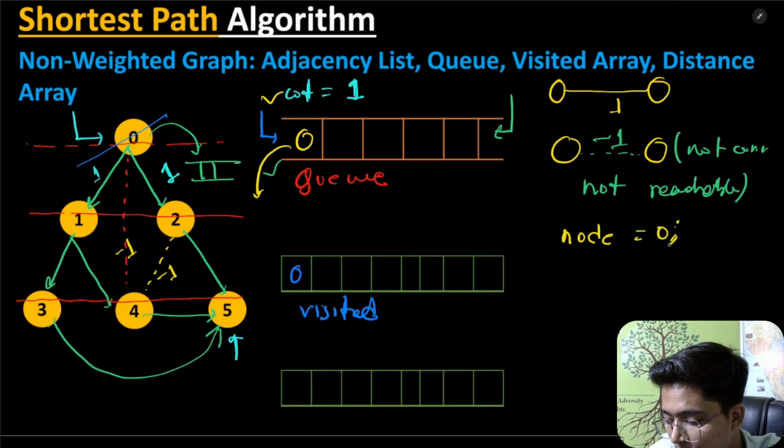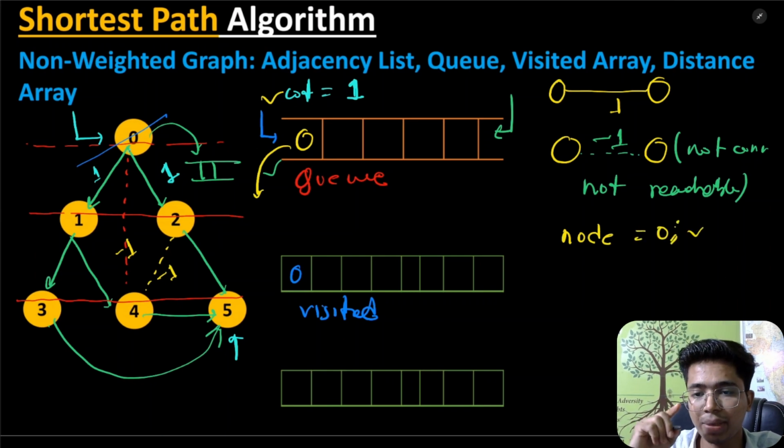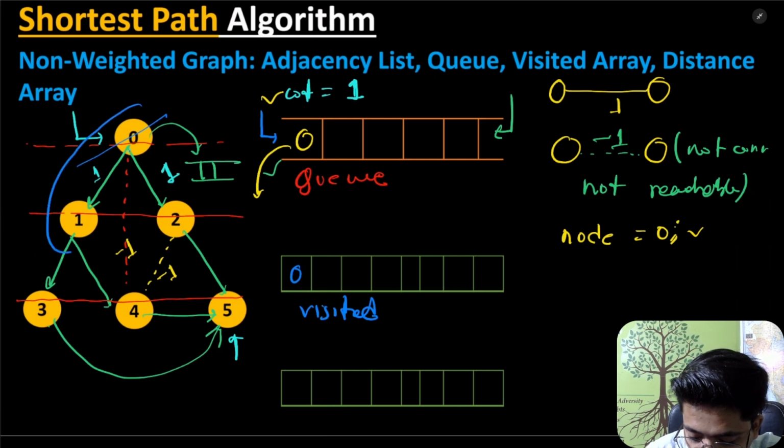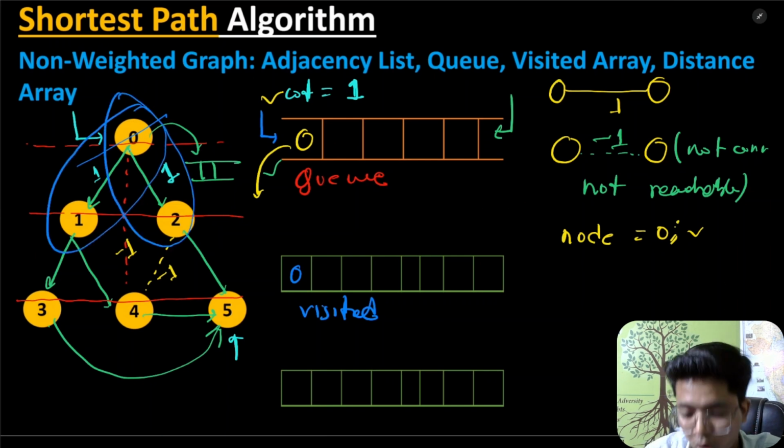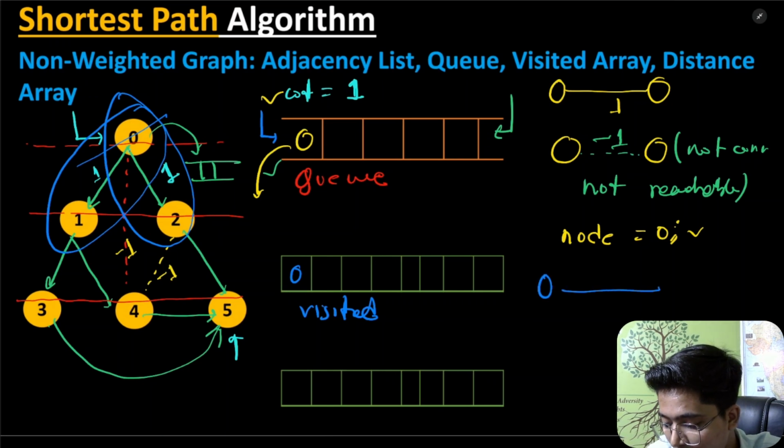So for this node 0, we'll be checking whether it has connected nodes, whether it has neighbors. Neighbors are those elements that are directly connected. If you notice, this 0 is directly connected with 1, and this 0 is directly connected with 2. So they are directly connected. That means the neighbors of 0 are 1 and 2.